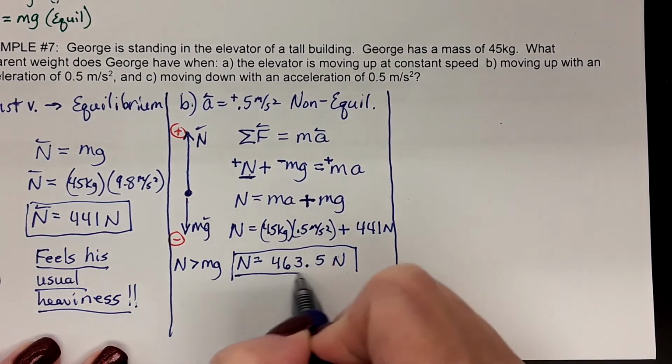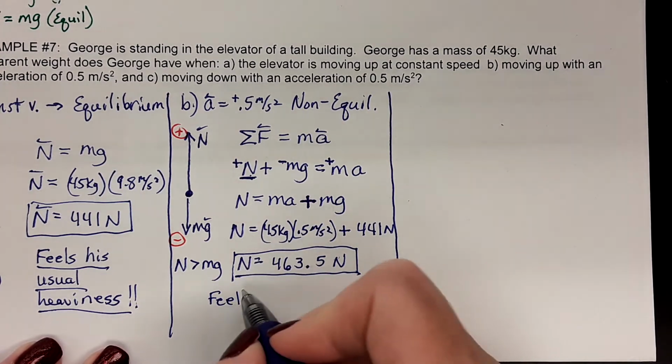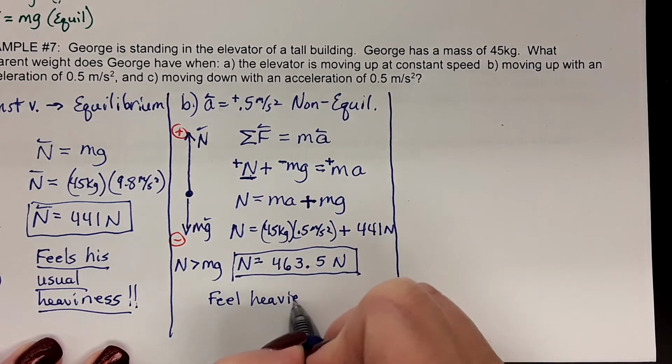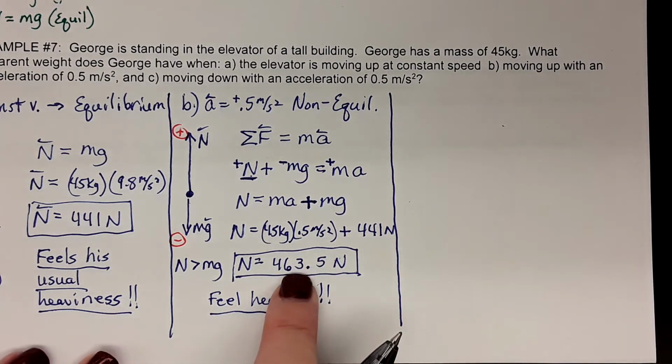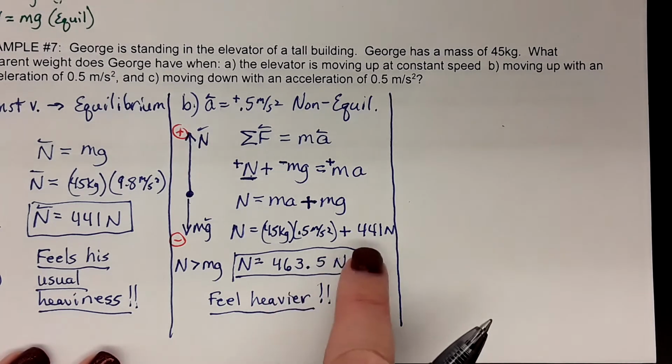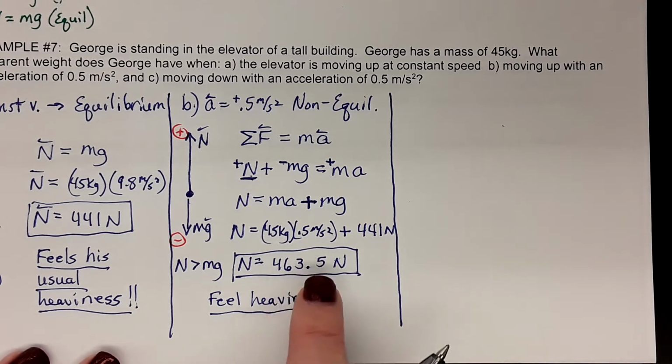Now, how does George feel when the elevator is accelerating up? George will feel heavier because his apparent weight, what gives him his sense of heaviness, is greater than his true weight. He can't feel his true weight. The normal force is what gives him his sense of heaviness. It's bigger than it usually is, so he feels heavier. Whenever you accelerate up, whether it's in a roller coaster or an elevator or an escalator or a plane, you feel heavier than you usually do.